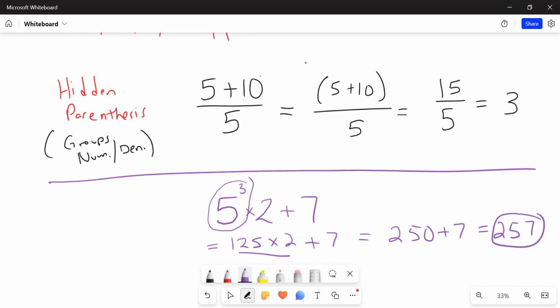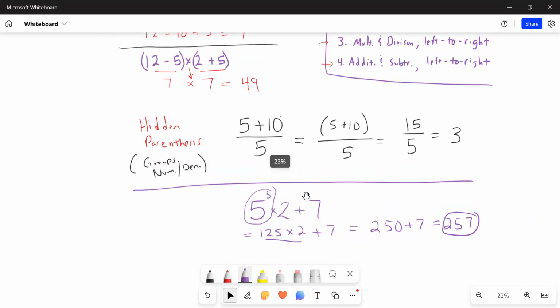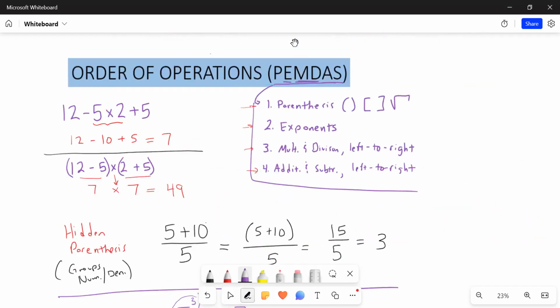All right. Hopefully that gives you an idea and a reminder about the order of operations. Remember, PEMDAS is going to be your key there.